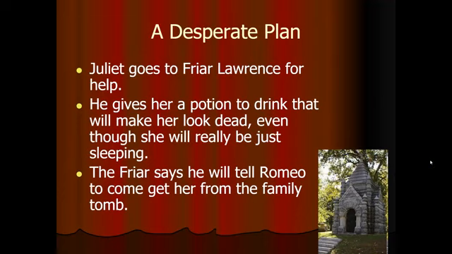A desperate plan. So, Juliet goes to Friar Lawrence, that's Romeo's friend the priest, for help. He gives her a potion to drink that'll make her look dead, even though she will really be just sleeping. So he's given her a potion that will put her in a coma. The friar says he will tell Romeo to come get her from the family tomb. So the friar is going to write a letter to Romeo and tell him Juliet is not dead. You need to pick her up from the tomb because the plan is that Romeo and Juliet will run away and they'll go and live happily ever after.